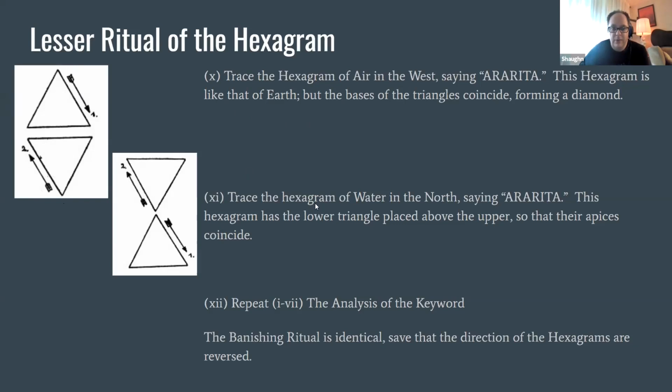And then the hexagram of Water in the north, and say Ararita. The way that I remember this one is it kind of looks like a goblet or a cup. And so it's the bottom triangle that you start with, and then you go with the top triangle. And then you repeat the analysis of the keyword. And so going in a clockwise direction is the invoking ritual. And if you go in the counterclockwise direction, then it is a banishing ritual.